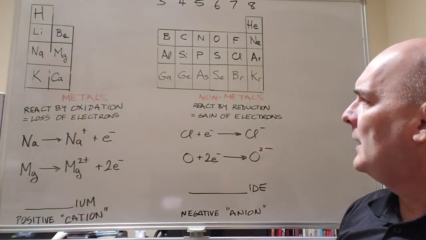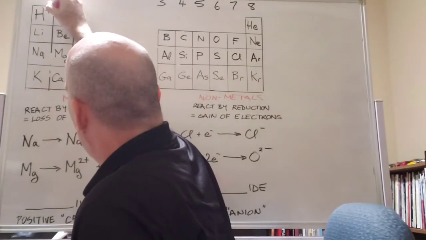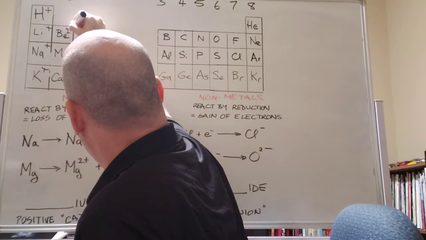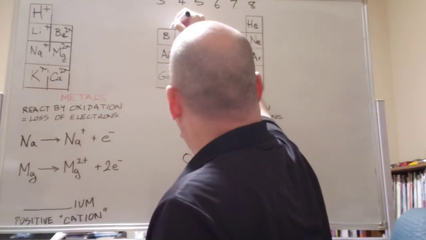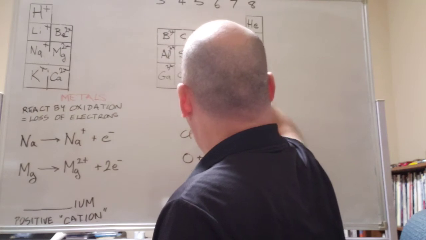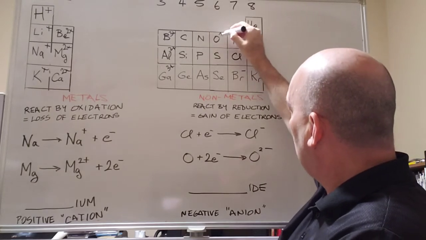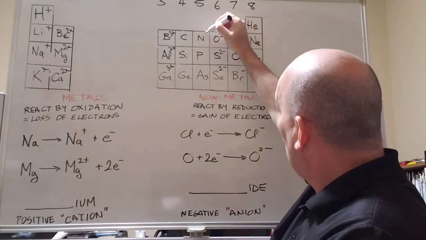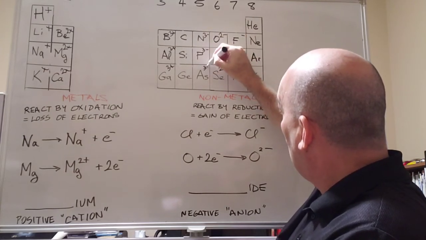Those rules are pretty straightforward, which means everything in group 1 makes a +1 cation. Everything in group 2 makes a 2+ cation. Everything in group 3 makes a 3+ cation. Everything in group 7 makes a 1- anion. Everything in group 6 makes a 2- anion. And everything in group 5 makes a 3- anion.